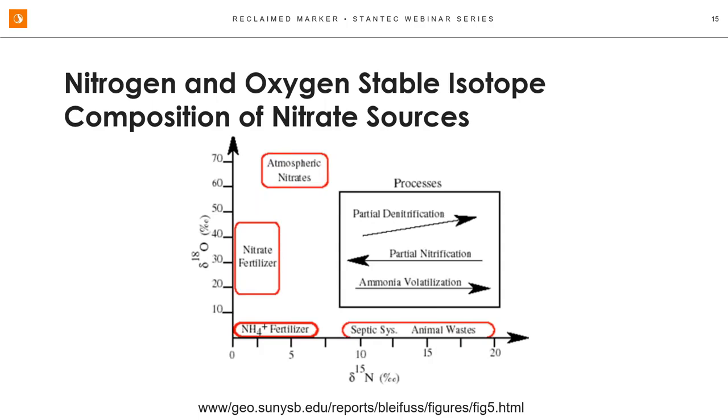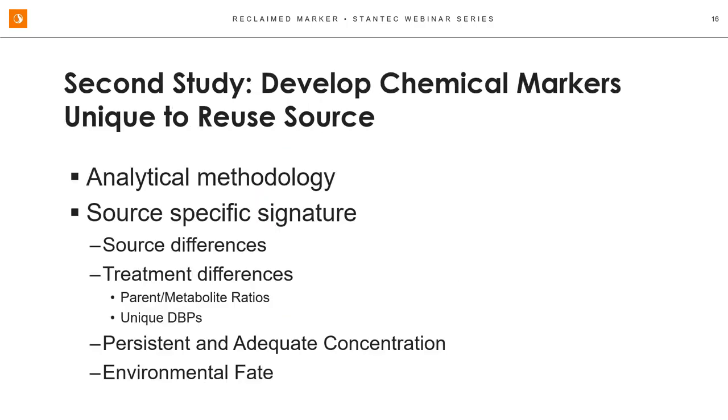But when you go out into the environment with a mixing scenario from multiple sources, then you just get a blending and it becomes very difficult. And so we sort of had the same problem trying to use this ratio with sucralose and gadolinium anomaly. So we moved into a second study, and we're still trying to develop a unique chemical marker for reuse.